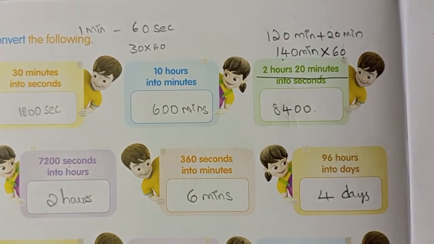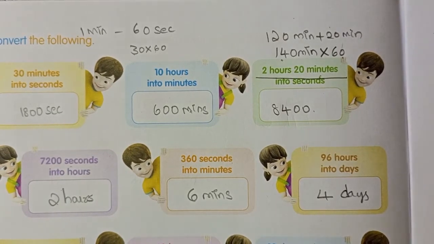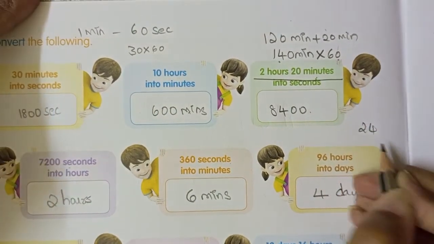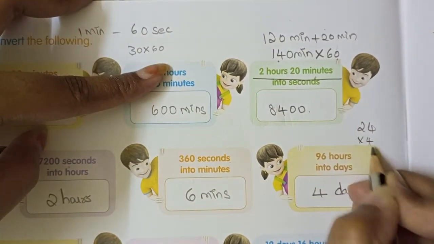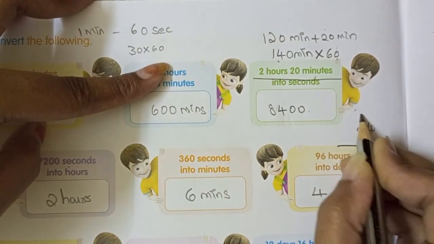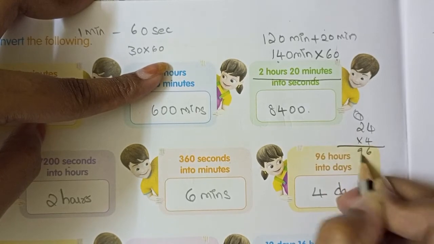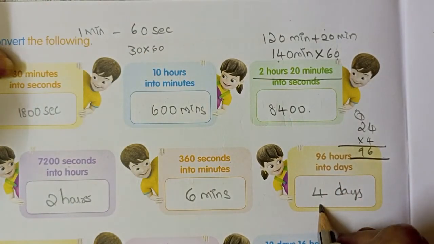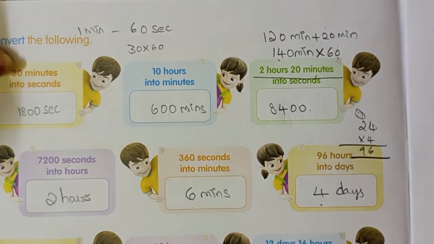Per each day, 24 hours. So 24 into 4. 4 4s are 16, 1 carry over. 4 2s are 8 plus 1. So 96 hours means 4 days. See the next one.